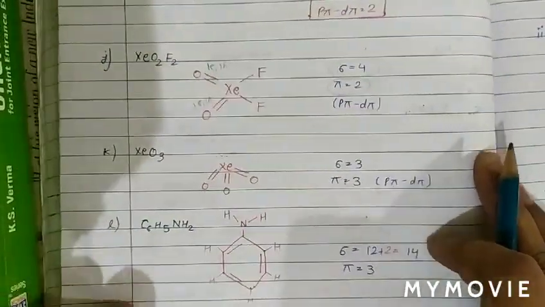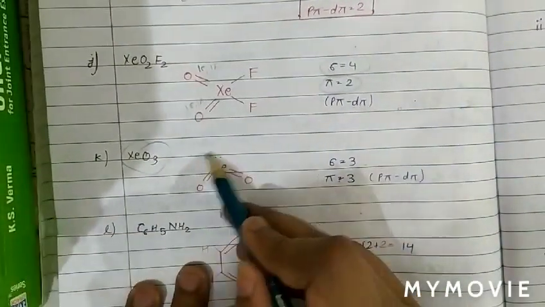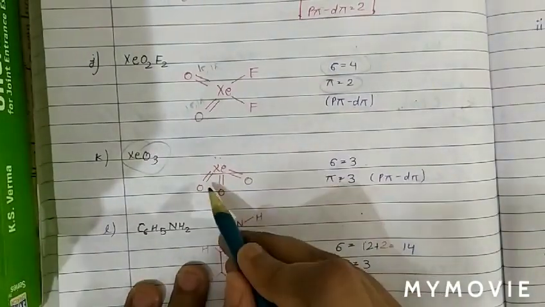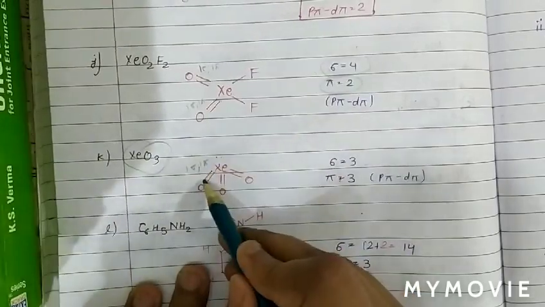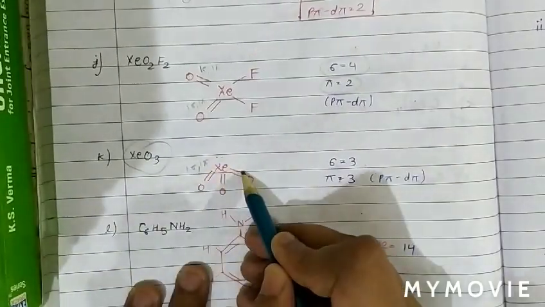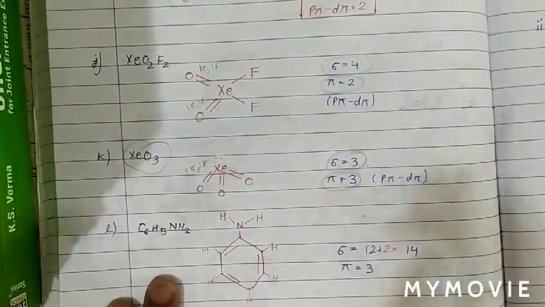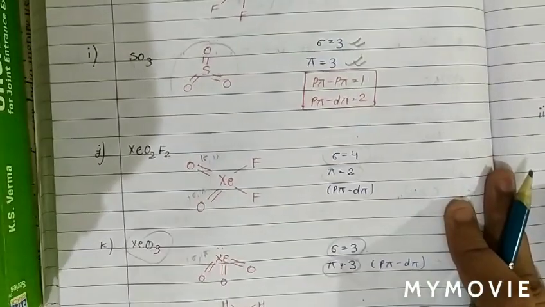See the next molecule. This next molecule is XeO3. The XeO3 molecule has one lone pair and 3 double-bonded oxygen atoms. A double bond contains 1 sigma 1 pi, so 1 sigma 1 pi, 1 sigma 1 pi, 1 sigma 1 pi. So 3 sigma and 3 pi bonds are present. So these are the cases we have counted for sigma and pi bonds in valence bond theory.